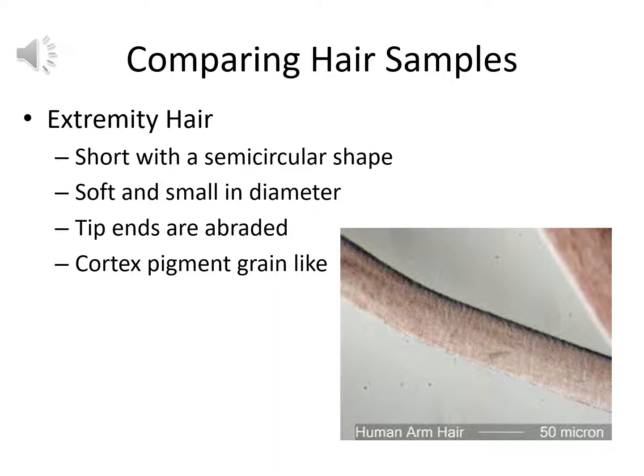And you're likely to find the cortex pigment to be grain-like. So here we see an example of human arm hair, and you can see those different features that we just talked about pretty prevalently here in the micrograph. Again, not as common, but another type of hair that you're likely to find. We're mammals, we're covered with hair, and so this happens to be what arm hair would look like for a human under the microscope.